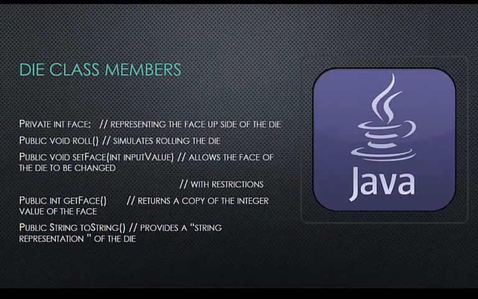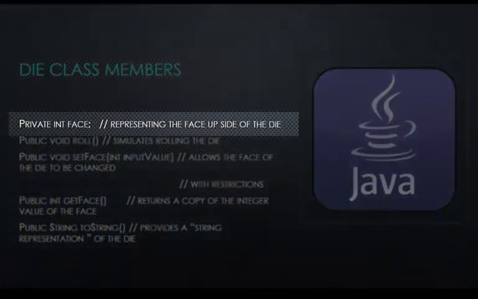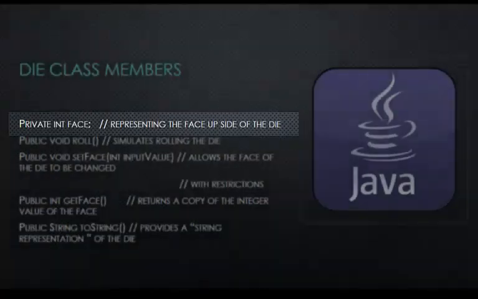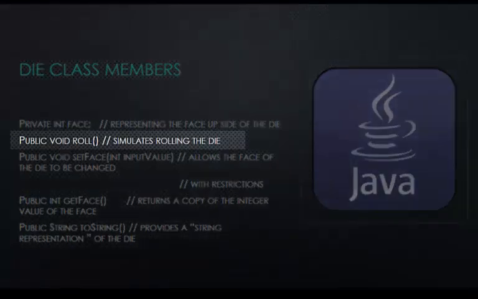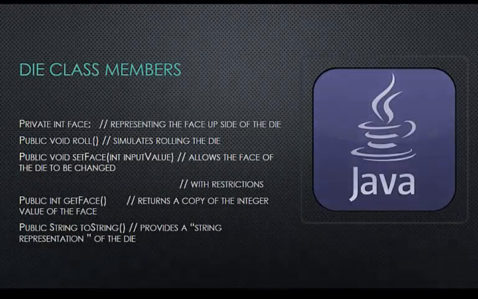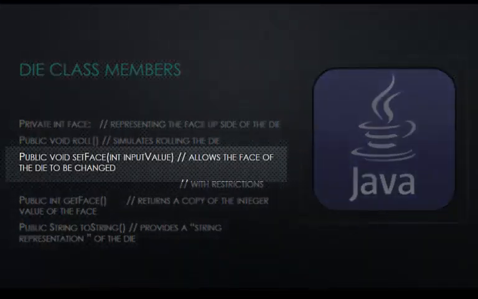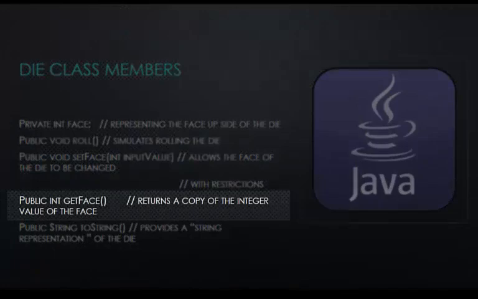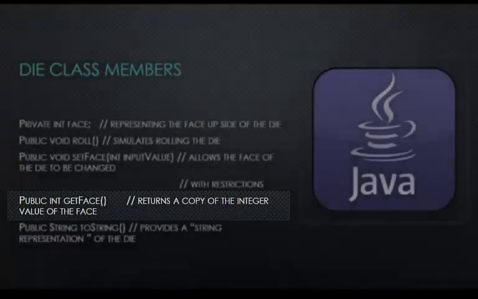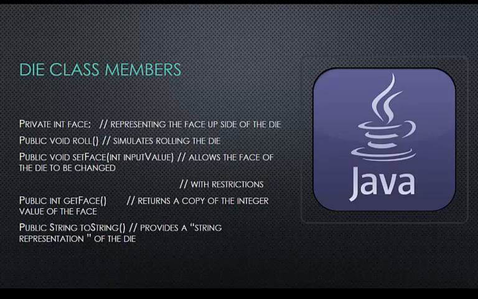Here are the die class members. We have a private integer named face. This will represent the face side up of the die. We'll have a public method roll, which will simulate rolling the die. This will be a void method. We'll have a public setFace that accepts one integer input to change the face of the die, and a public int getFace method that will return a copy of the face value of the die.